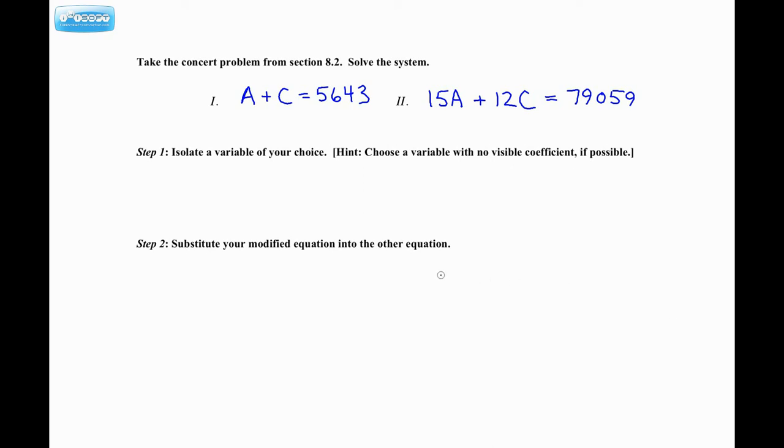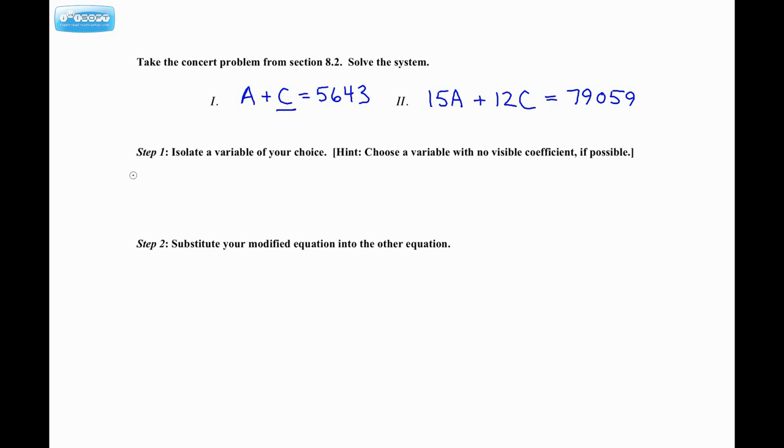Well, why would I suggest that? Well, if you look at this equation, both A and C have coefficients in front of them. So if you were to isolate either one of them, you would end up creating fractions. That's not necessarily a bad thing, but your workload may have increased substantially. So look over here. Both A and C have an invisible coefficient of 1. So it actually doesn't matter which of these we isolate. We can choose. I'm going to isolate C.